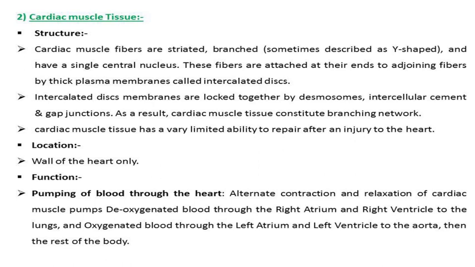As a result, cardiac muscle constitutes a branching network. Cardiac muscles have a very limited ability to repair after injury to the heart. The location of the cardiac muscles is the wall of the heart only. The main function of this cardiac muscle tissue is pumping of the blood through the heart. Alternate contractions and relaxations of the cardiac muscles pump deoxygenated blood through the right atrium and right ventricle to the lungs, and oxygenated blood through the left atrium and left ventricle to the aorta, and then to the rest of the body.